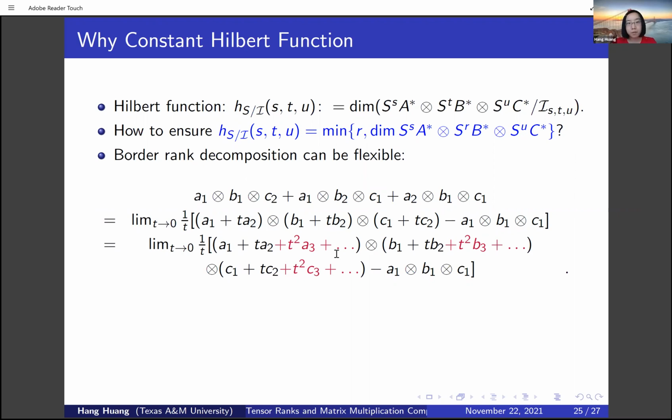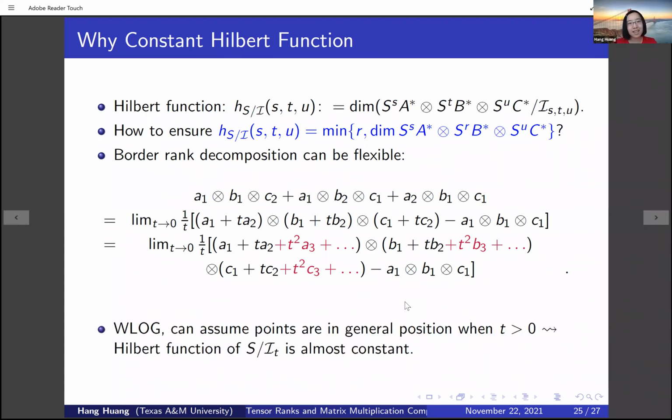So I can perturb my rank 1 points such that the rank 1 points are all in general position when t is positive. This ensures that I can fix my Hilbert function. And when I take the limit, I can also make sure that in the limit, the Hilbert function is fixed. So that's basically the reason why you can fix the Hilbert function when you want to find your candidate ideal.